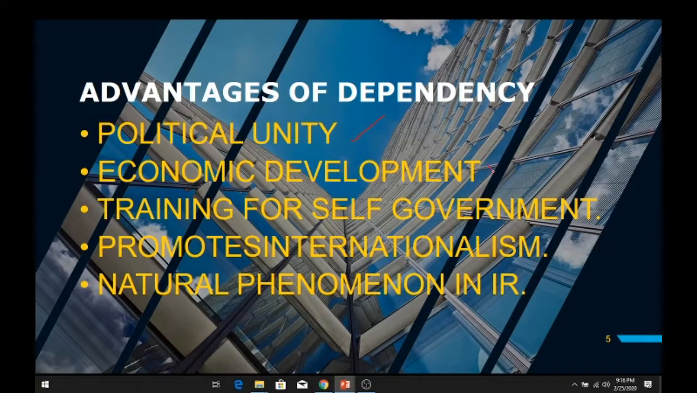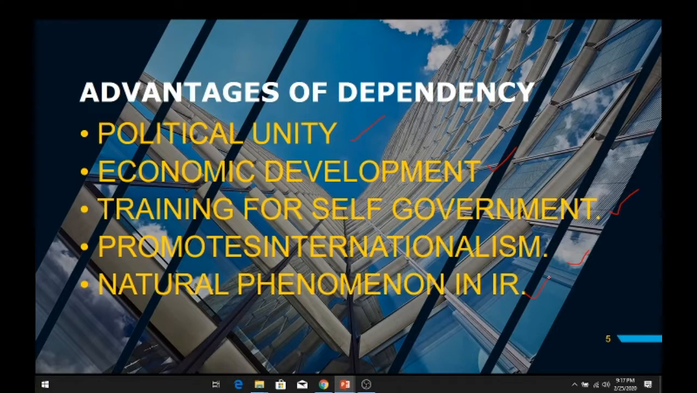Economic development also boosts with dependency. When countries are dependent on each other, they share their knowledge, and it drives new forms of development. Training for self government: it helps underdeveloped nations to develop, and it lets them learn how to deal with internal problems and grow in a competitive environment. It promotes internationalism. Internationalism means universal nationhood or brotherhood, and it's a natural phenomenon. Whenever the interests of nations align, they become a unified whole.